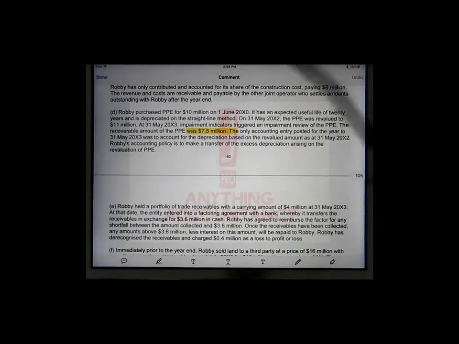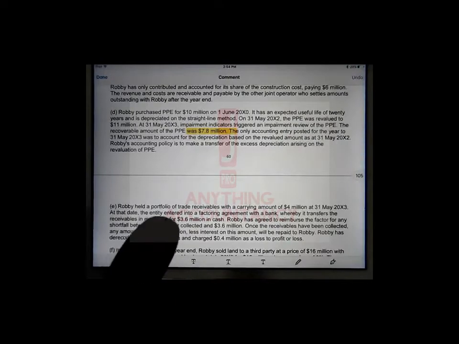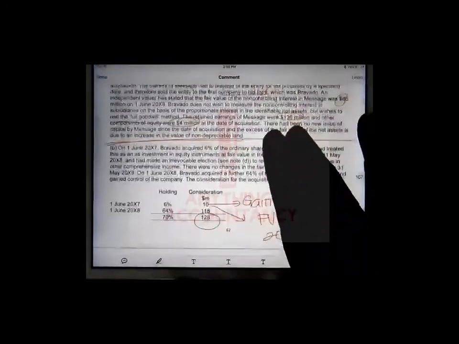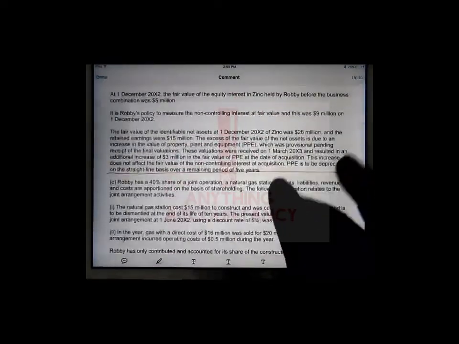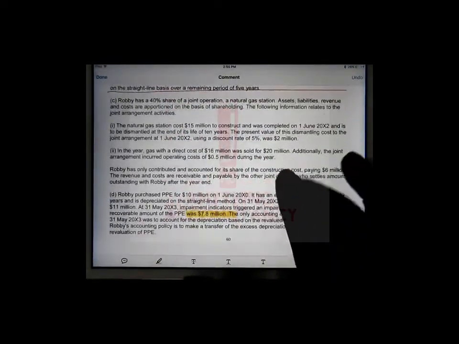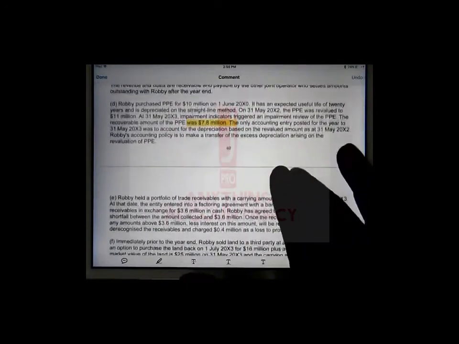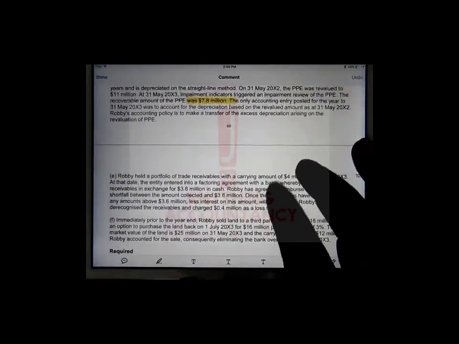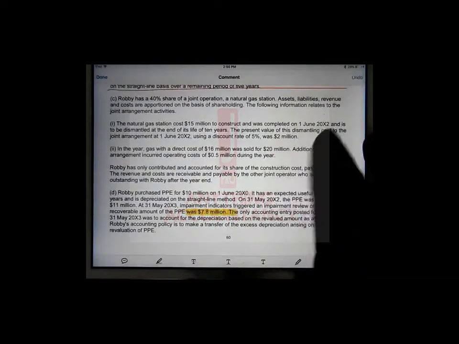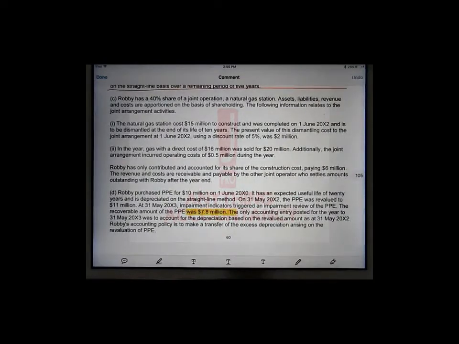I finished Robby last class, some of the adjustments today, correct? Page 59, is it? We did last Sunday. I did the following adjustments. I think I did E, F, and D. C I haven't done yet, right? Okay. Now let's look at C.